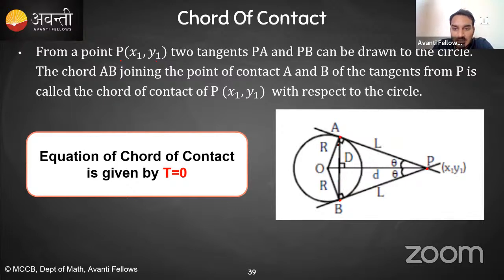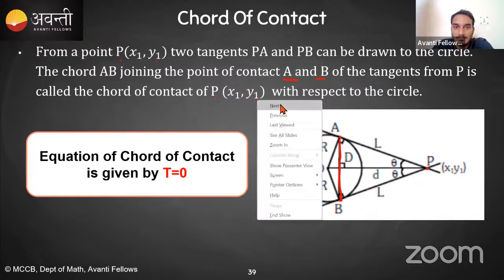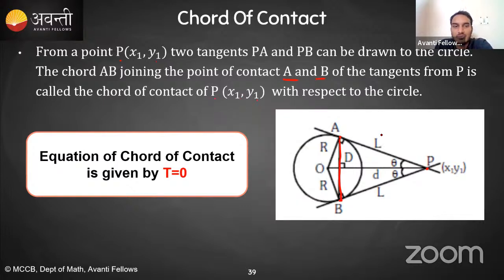So the chord joining these two points A and B is nothing but the chord of contact. The chord AB joining the points of contact A and B of the tangents from the point P is called the chord of contact of P(x1, y1) with respect to the circle. Okay. Is that clear, students? Tell me, is that clear or not?